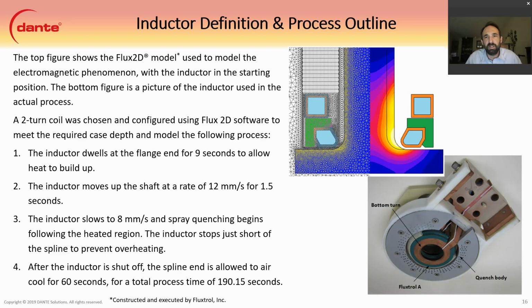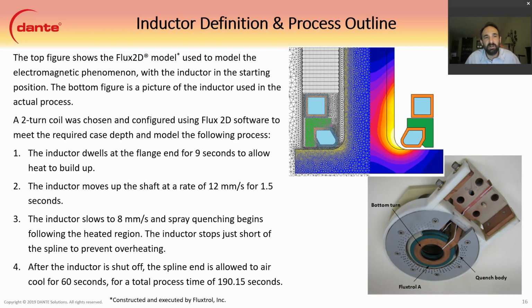For this project, the electromagnetic phenomena was modeled using Flux 2D, and it was modeled by Fluxtrol. The figure on the top right shows the Flux 2D model with the inductor and the part and temperature. The joule heating profile over the entire processing time was then mapped into the DANTE model, which then predicted the temperature, phases, stress, distortion, and hardness.